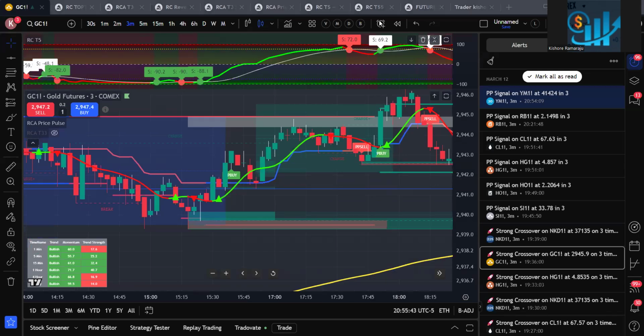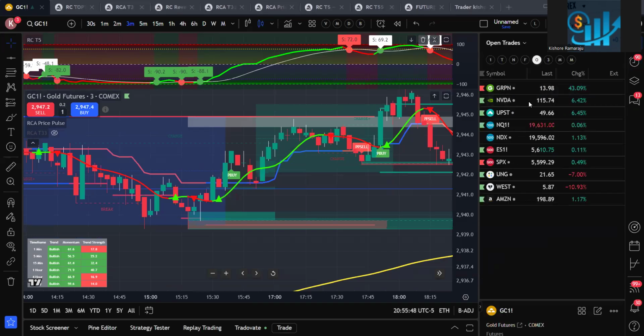Trading View, based on your plan, if you have a premium plan, it will allow you up to 400 plus notifications also. So it depends on your plan.